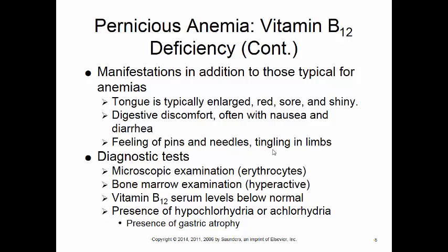Diagnostic tests are through microscopic examination, where we can see the erythrocytes. We can examine the bone marrow and see if it's hyperactive, trying to make red blood cells but can't. And we can look at the vitamin B12 levels to see if they're low. Sometimes we can see the presence of hypochlorhydria and achlorhydria, and that indicates there's a gastric atrophy where the stomach is deteriorating.